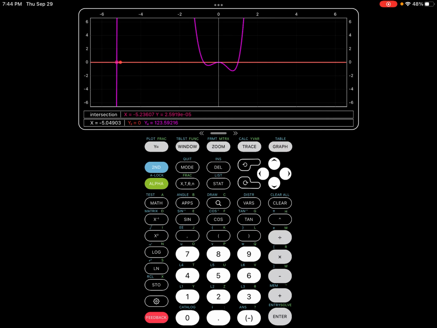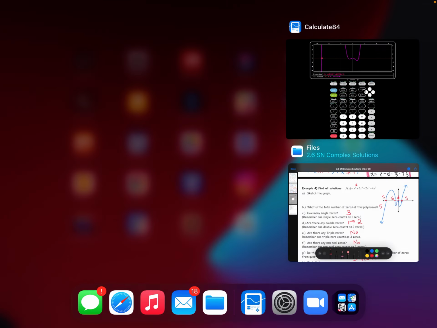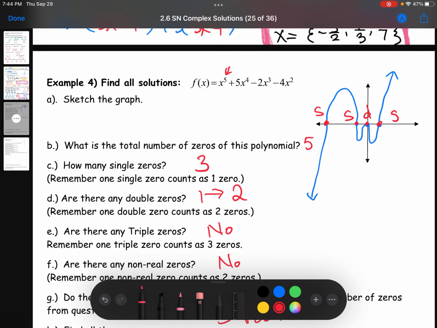We get another really, really yucky decimal, negative 5.23607. That's not going to be a nice fraction. Okay, so this is where we are going to need some other solving methods. We do have 2 solutions, a double and a single, that were pretty numbers. So we're going to use those first and then divide those out.